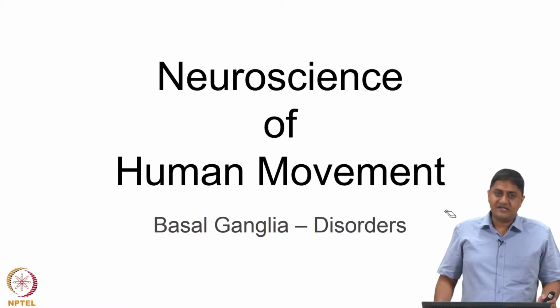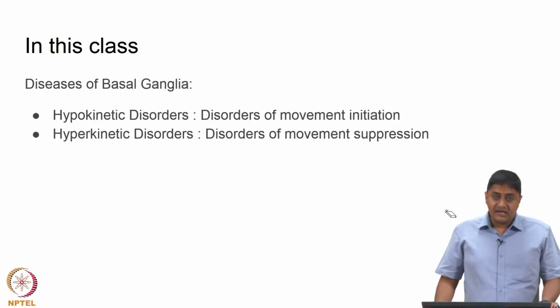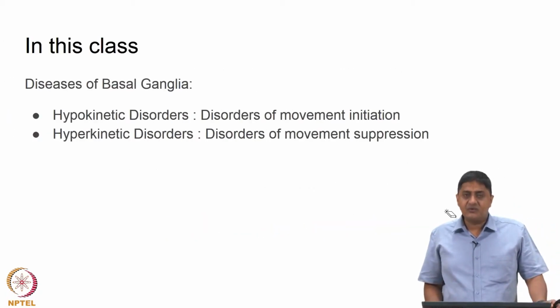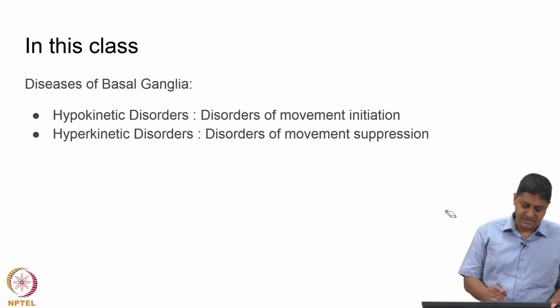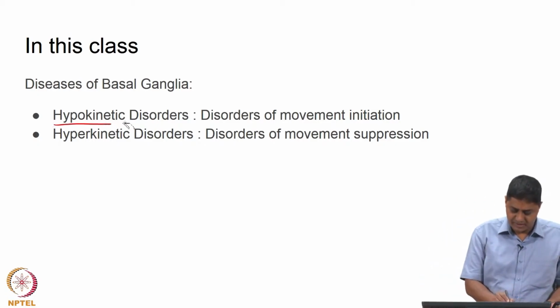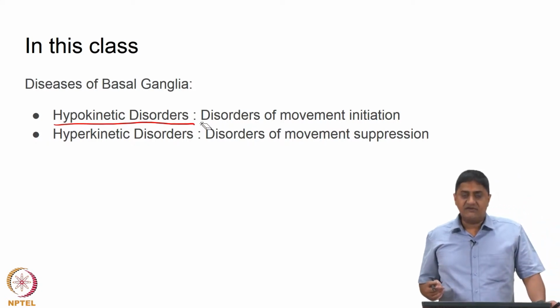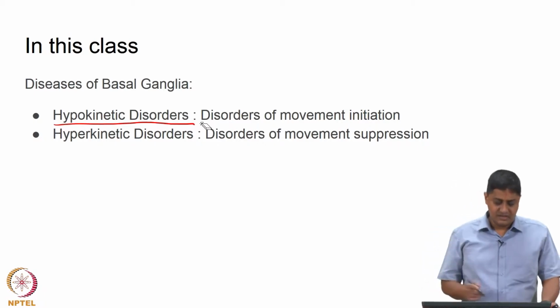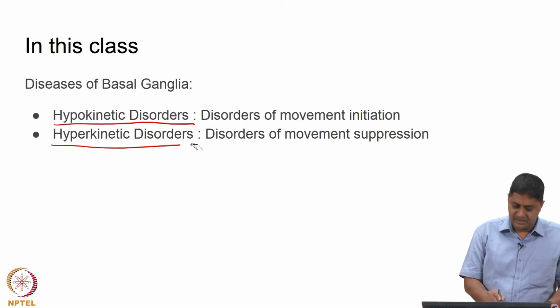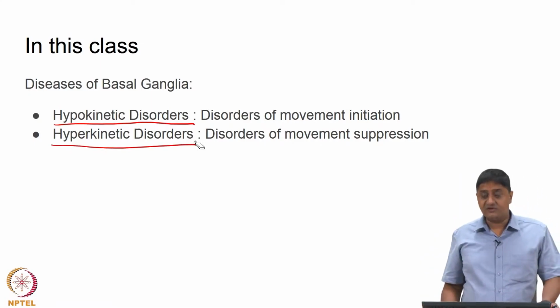Welcome to this class on neuroscience of human movement. In this class, we will be talking about some of the disorders that affect basal ganglia. So, in this class, we will take a couple of examples, one each for each kind of disorder. The hypokinetic disorders, where there is a difficulty in initiating or selecting movements, then hyperkinetic disorders, in which it is difficult to suppress unwanted movements, right.